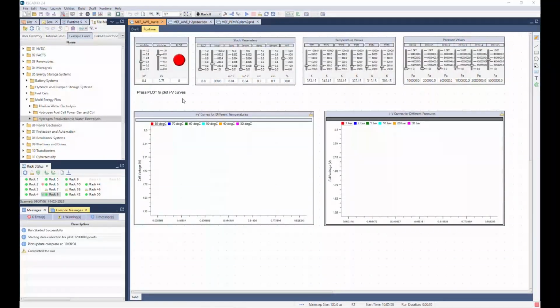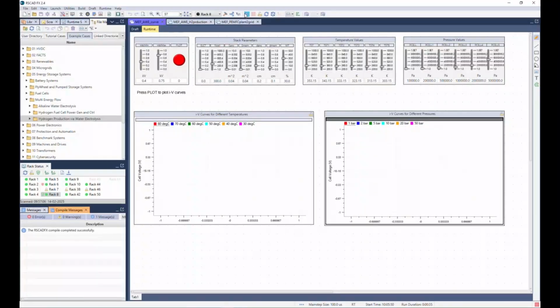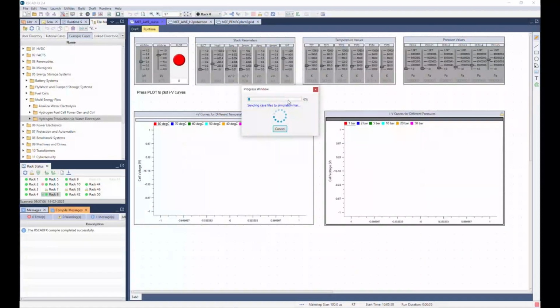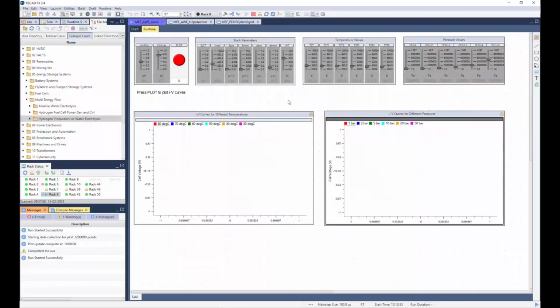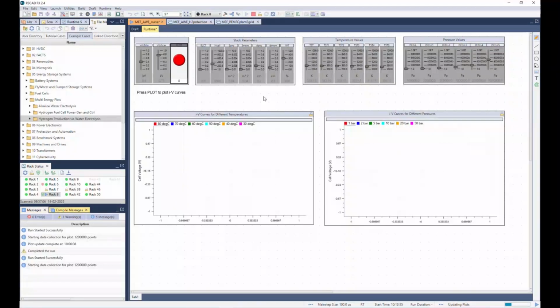In the runtime, I have placed sliders to change the minimum and maximum DC voltage, a push button to get a plot update, and again sliders to change the stack parameters, top row electrolyzer temperature values, and bottom row electrolyzer pressure values. Then I have two XY plots to draw cell voltage against current density for each electrolyzer. Now I am going to run the simulation. Once the simulation starts, I can press this push button to trigger a plot update, and then it takes about 10 seconds to give you results.